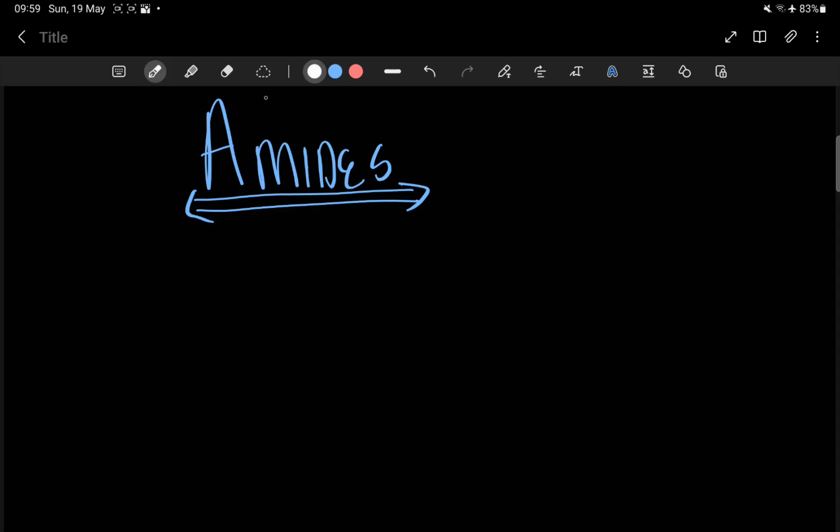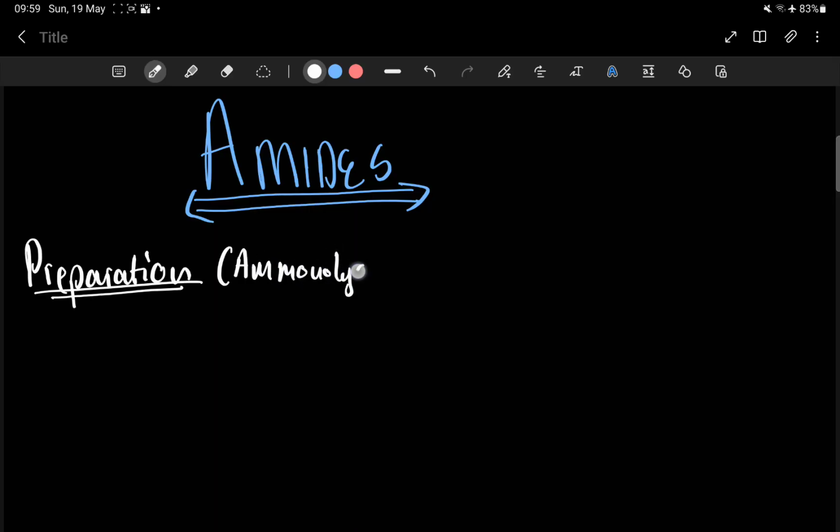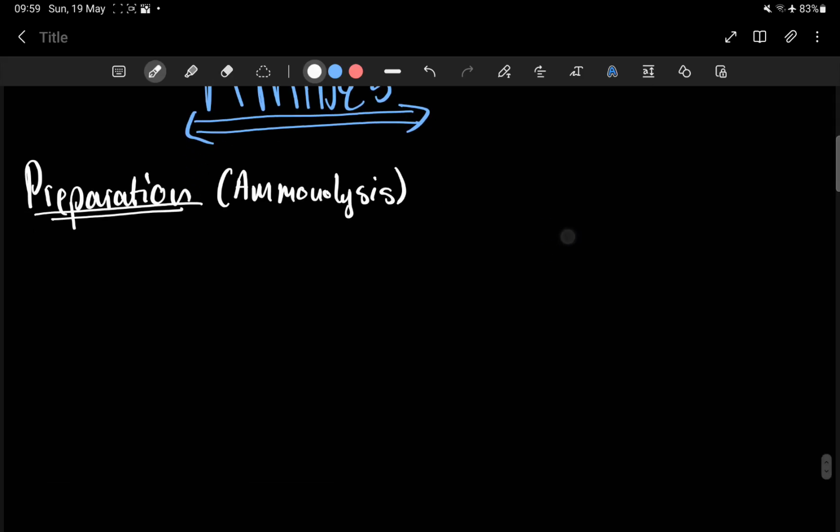Now, amides are friends or brothers to esters. Now, let's see what it is that we say they're brothers. First is, how do we make these amides? The preparation of amides: they are made by adding ammonia to either an ester, which we've seen, ammonolysis, okay, which is adding ammonia, NH3, either to an ester or a carboxylic acid.